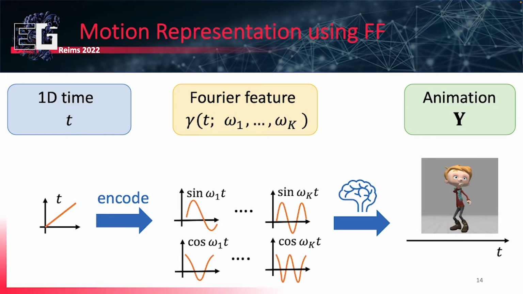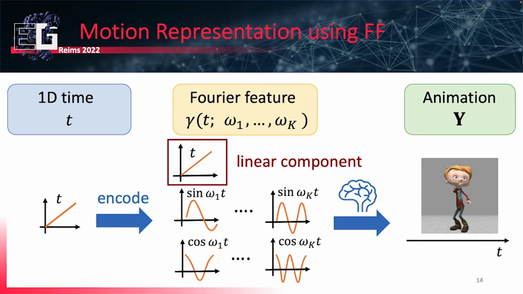We draw inspiration from these studies and use the Fourier feature to reconstruct the motion sequence from the time signal. In our case, the 2D coordinates correspond to scalar time t, and the RGB image to character animation y. In this study, we also add the original t to the Fourier feature, because such a linear component is often seen as a root translation of, for example, walking or running characters. Next, let's take a closer look at our network architecture.